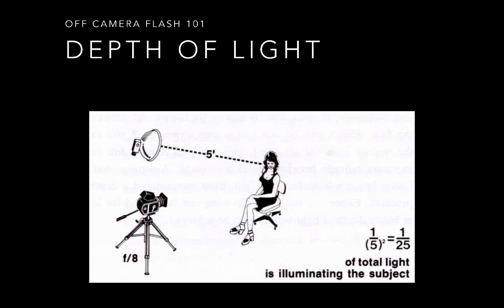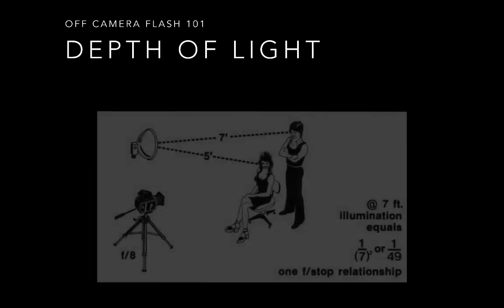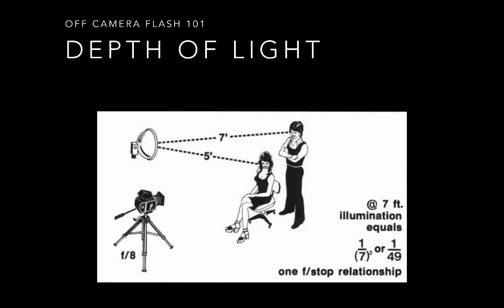This is a really old diagram that I found in a book that was published online, and it shows a pretty good description of the light source 5 feet away from the young lady sitting in the chair. Then you add a guy who is 7 feet away. Because the fall off of that light is more intense the closer you get, the distance between her and the light is 5 feet, and the distance between him and the light is 7 feet. But there is a one-stop fall off between her and him because of how close that light is to the subjects.